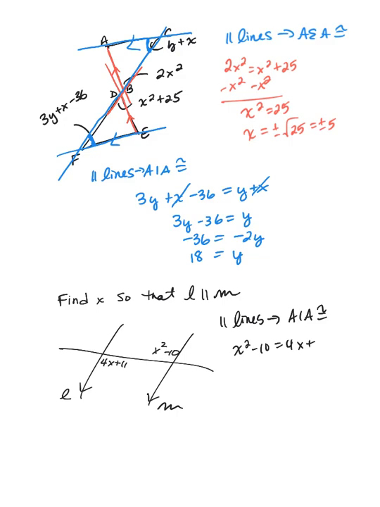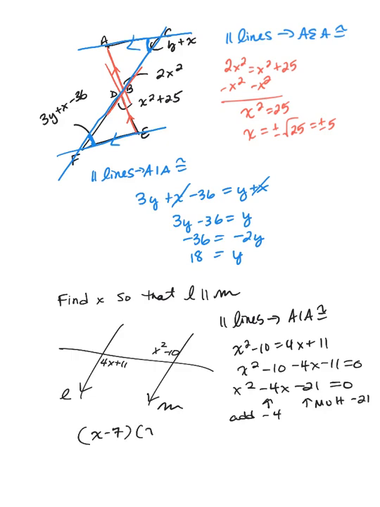I'm going to bring everything to the left. So I get 2x squared minus 10 minus 4x minus 11 is 0. So I'm just going to put this in standard form. So now we need to factor. It's been a long time since you've done this. We need two numbers that multiply to negative 21 and add to negative 4. So what are those two magical numbers?